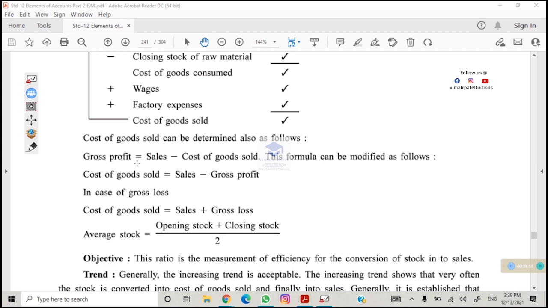Gross profit is equal to sales minus COGS. So you can use this formula also. COGS is equal to sales minus GP, depending upon the information provided.